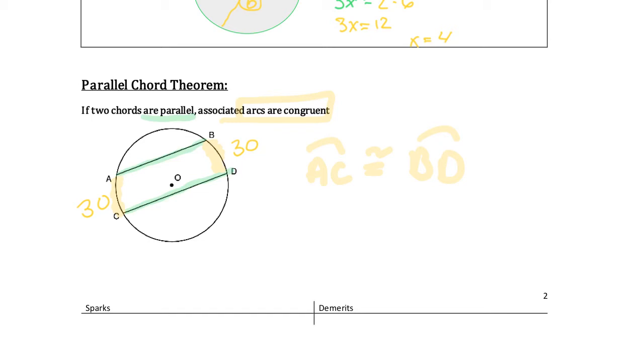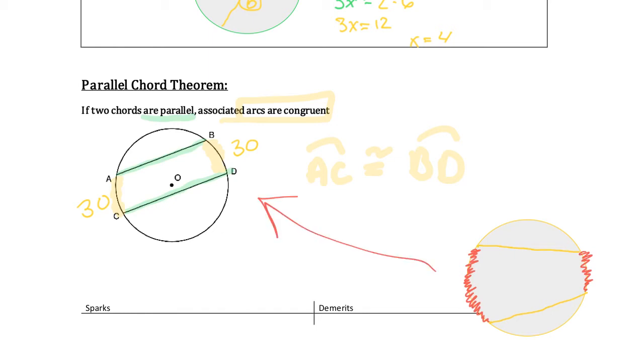If the lines are not parallel, so let me just draw you a circle with not parallel lines. So if I have a line that looks like this, one of the chords, and the other chord looks like this, these are not parallel. And then we could see that the arcs would not be equal. This one is bigger than this one. So this only works if the lines are parallel. So let's try an example, and then we'll get to the exits again.